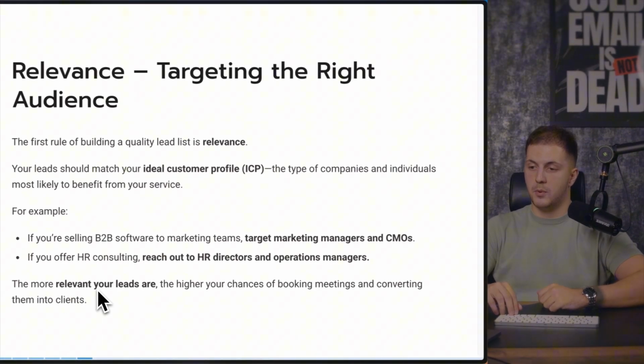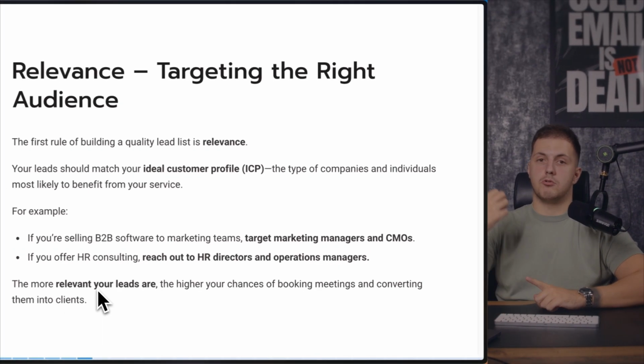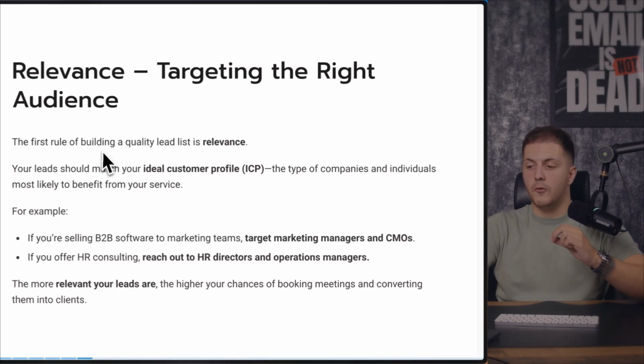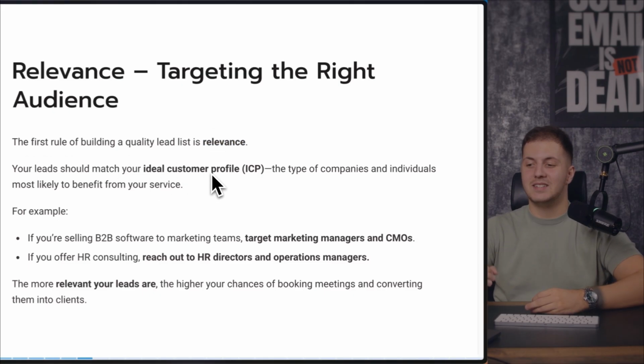Now, there's a couple of key elements of a high quality lead list, and we're going to cover them in the next couple of minutes. The first one is relevance, targeting the right audience. The first rule of building a high quality lead list is relevance. Your lead list should match your ideal customer profile, or ICP.